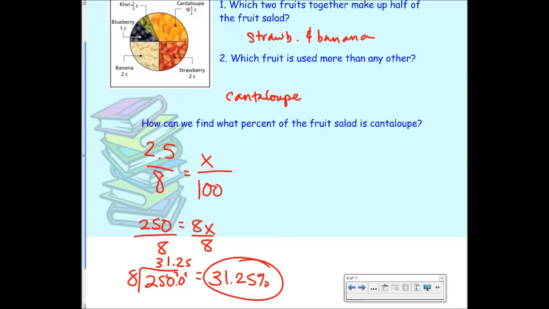And where did the 8 come from again? The total. So adding it all together, and then the 100 is the percent. Percent is always out of 100. Okay, so it has to be out of 100. Good.